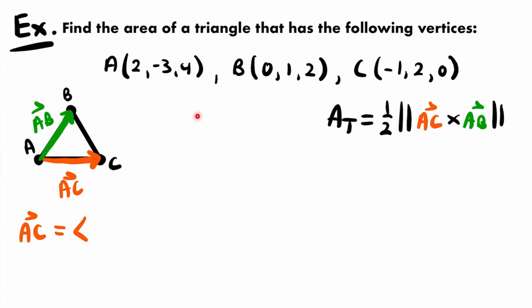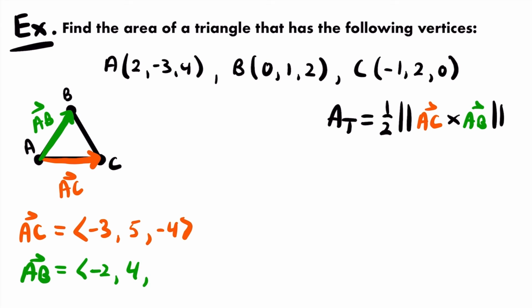So we'll have negative 1 minus 2, which is negative 3. Then we'll have 2 minus negative 3, which is the same as 2 plus 3. So that will give us 5. And then finally we'll have 0 minus 4, which is negative 4. All right, so that's vector AC. Then for vector AB, we will subtract the coordinates of A from the coordinates of B. So we're going to have 0 minus 2, which is negative 2. Then we'll have 1 minus negative 3, which is the same as 1 plus 3, which is 4. And then finally, we'll have 2 minus 4, which is negative 2. Okay, and so that's vector AB.